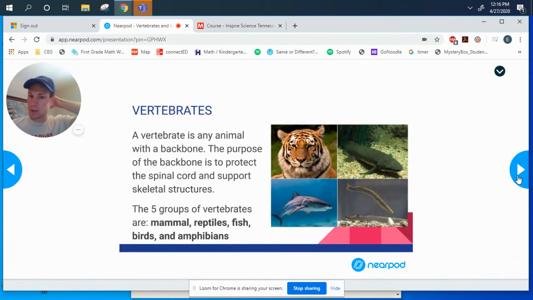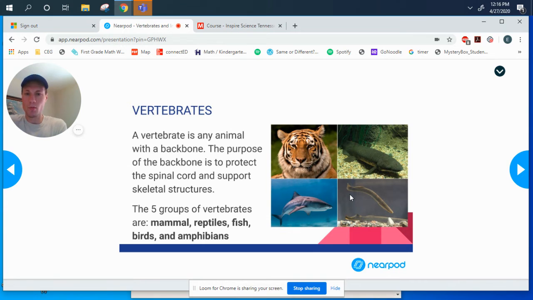Vertebrate animals, remember, are any animal with a backbone. The purpose of the backbone is to protect the spinal cord and support skeletal structures. So you see a lion has a backbone. Fish, I think the catfish has a backbone. The shark has a backbone. Even these, maybe sea cucumbers or sea slugs have backbones.